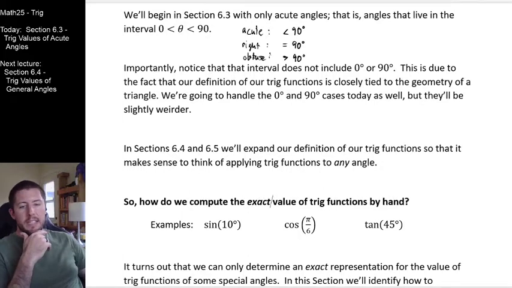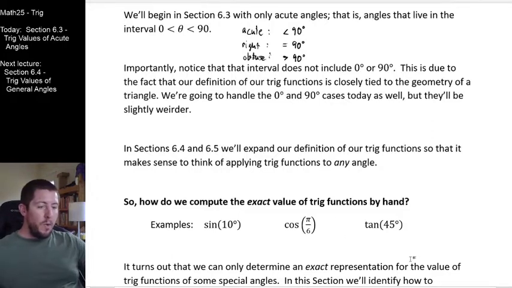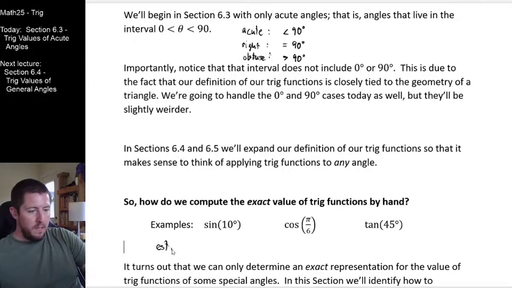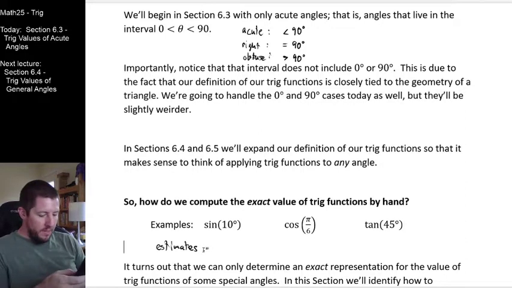How do we compute the exact value of trig functions by hand? What we can do is get estimates for each of these. We can estimate them with decimals in the calculator. And by the way, if you haven't done any calculator computations here, maybe now is a good time. Remember that you need to be checking the mode that you are in.